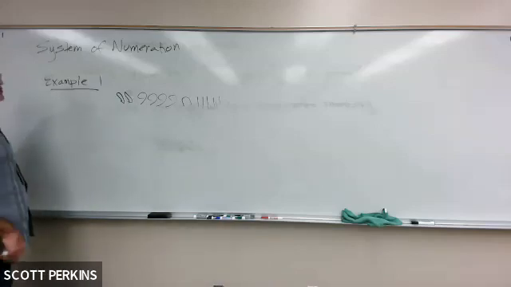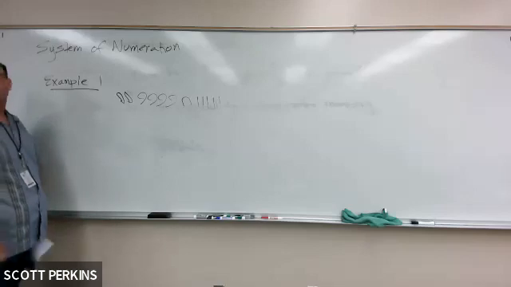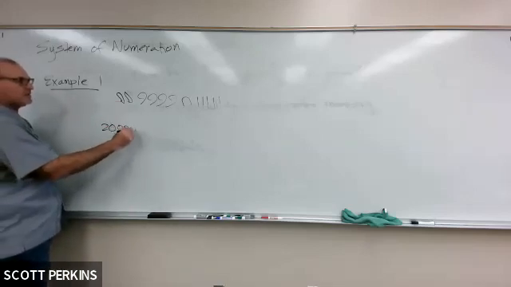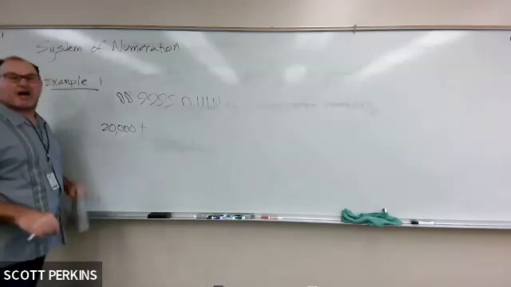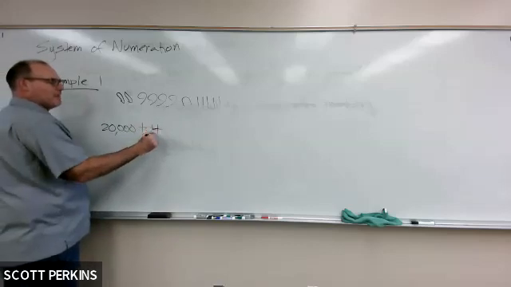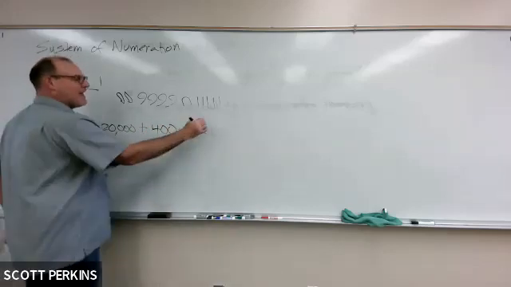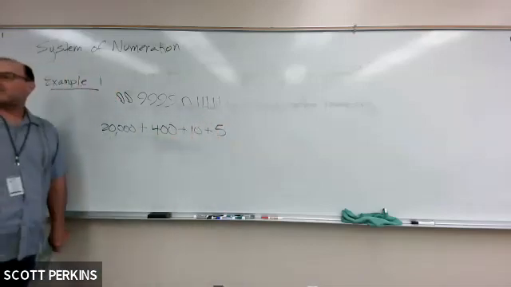All you do is go through and say, okay, each of these pointing fingers represents 10,000. So I've got 2 of them, and that represents 20,000 plus. Each of these scrolls represents 100, so since there's 4 of them, that's 400. A heel bone represents 10. And then each of these little marks represents 1, and so that's 5.